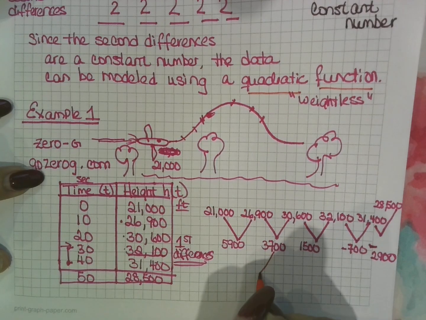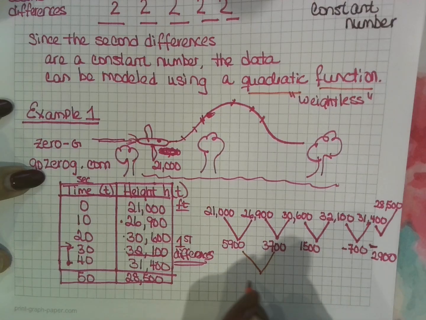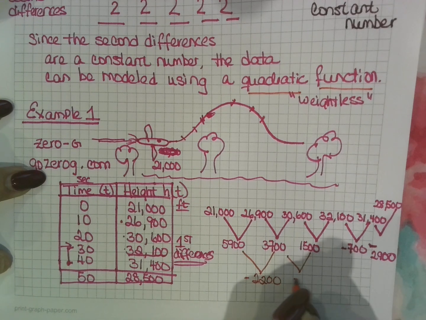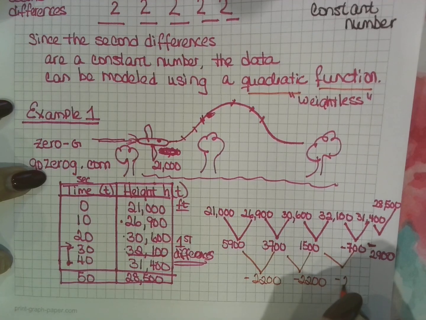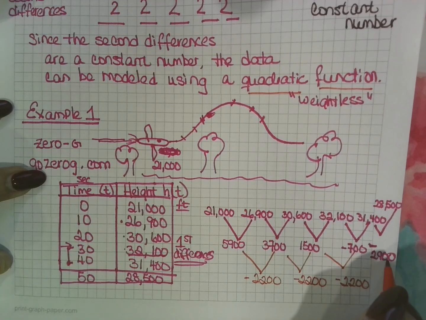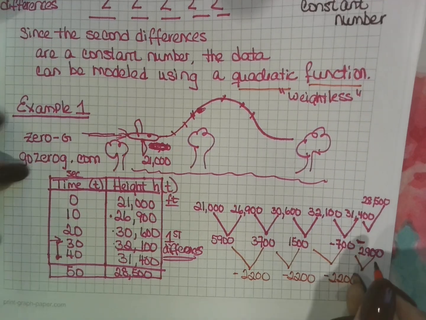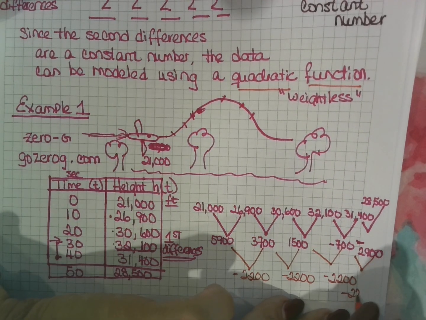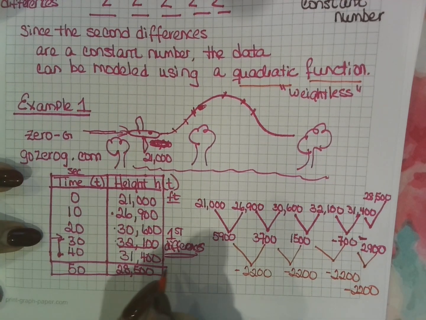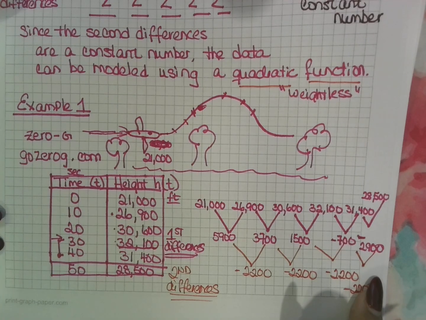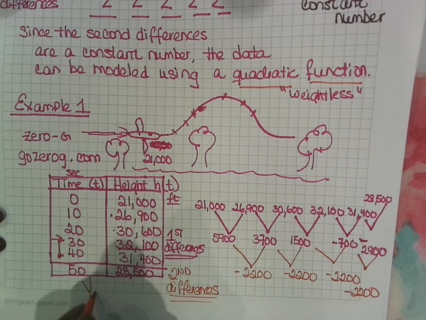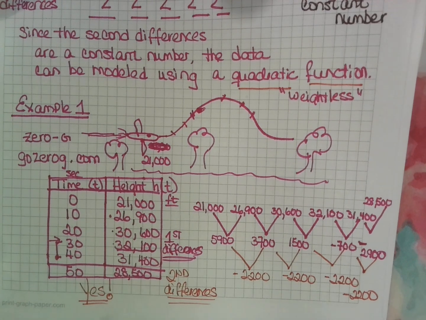to model it. So we're going to subtract this from this, and that's going to give me negative 2200. This from this, negative 2200. This from this, negative 2200. And this from this, also negative 2200. So, yep, we see that the second differences, which is what we were hoping for, are all constant. So that means that yes, this can be modeled. So we have that answer.